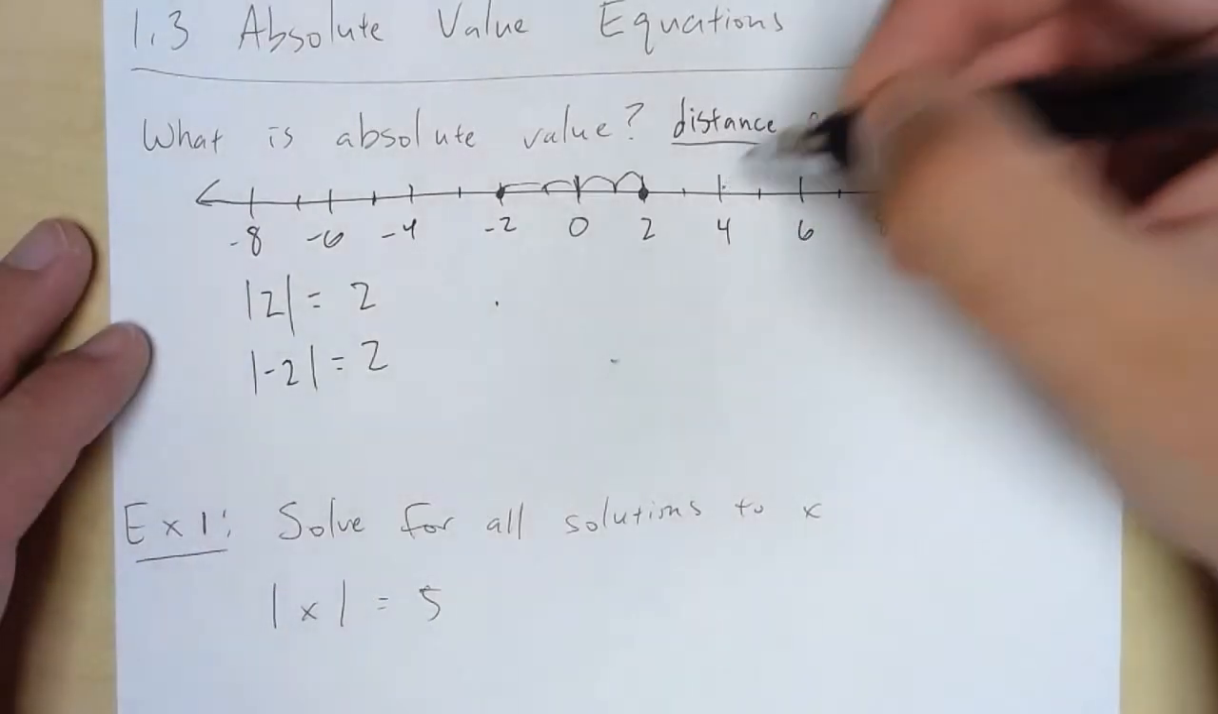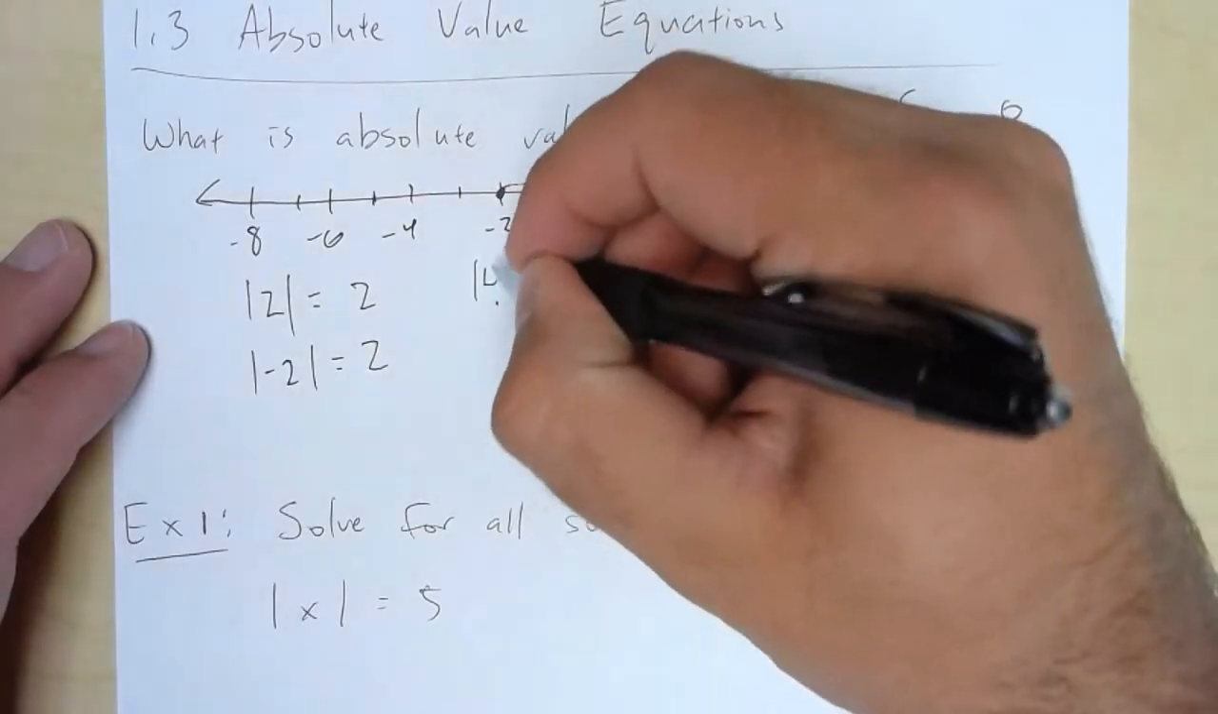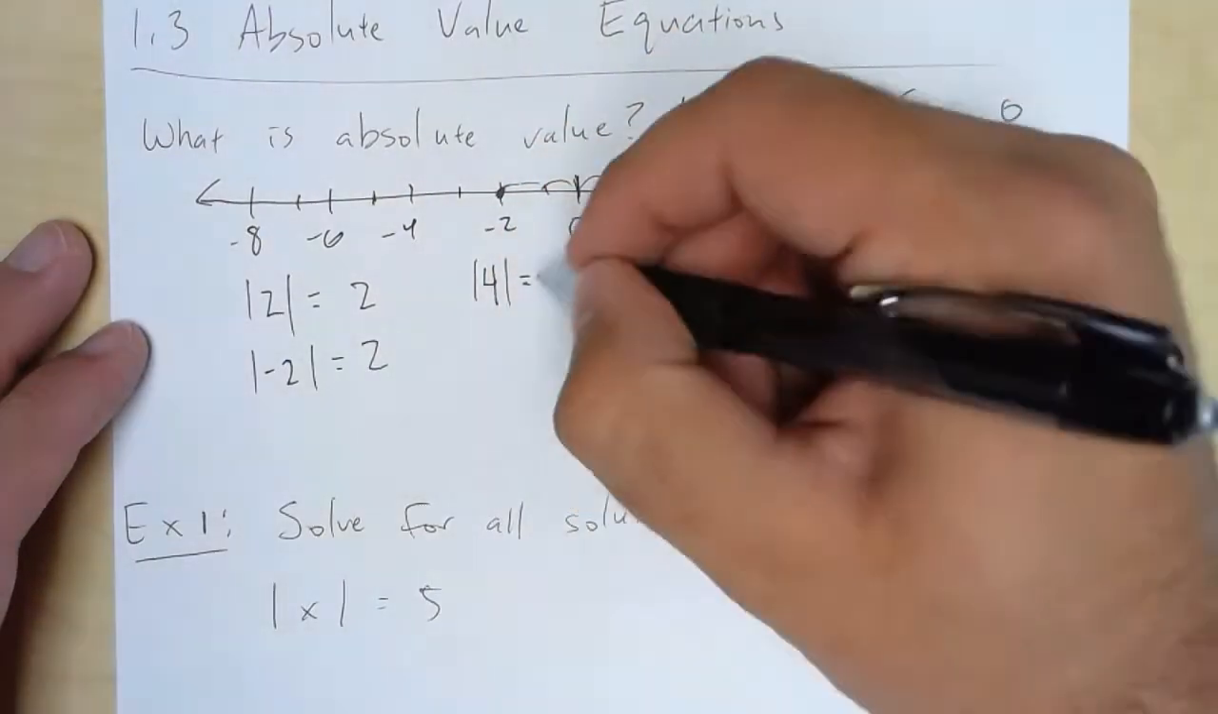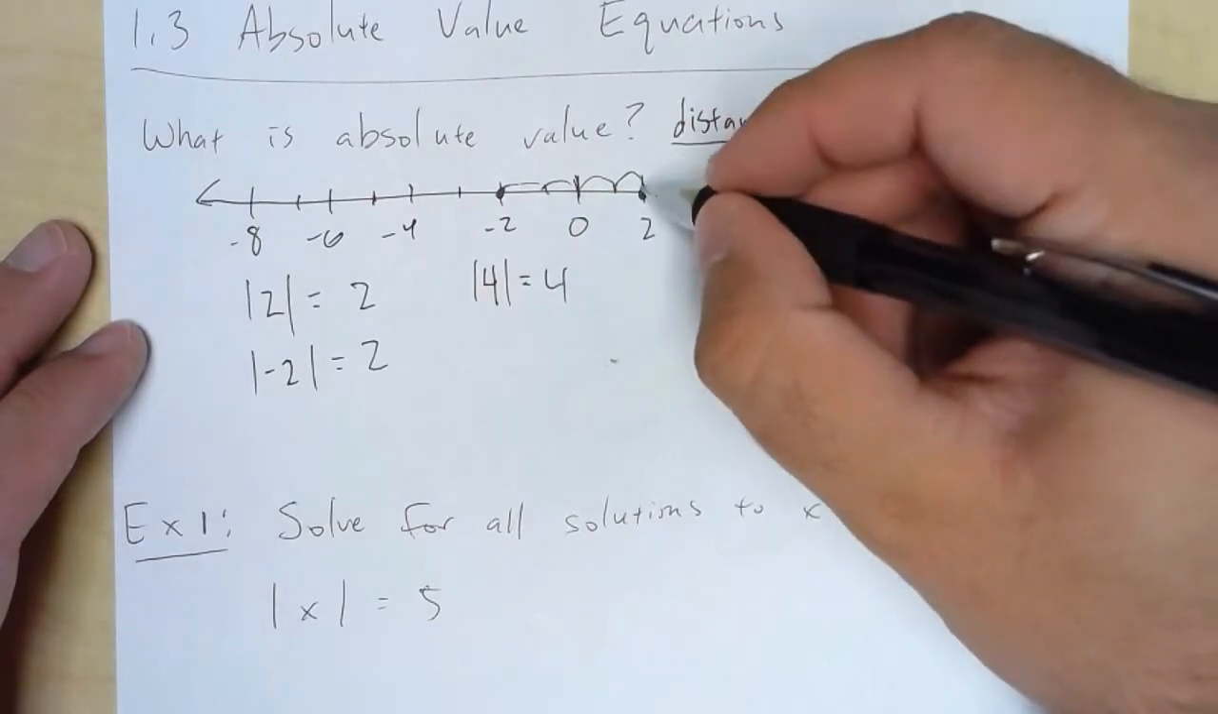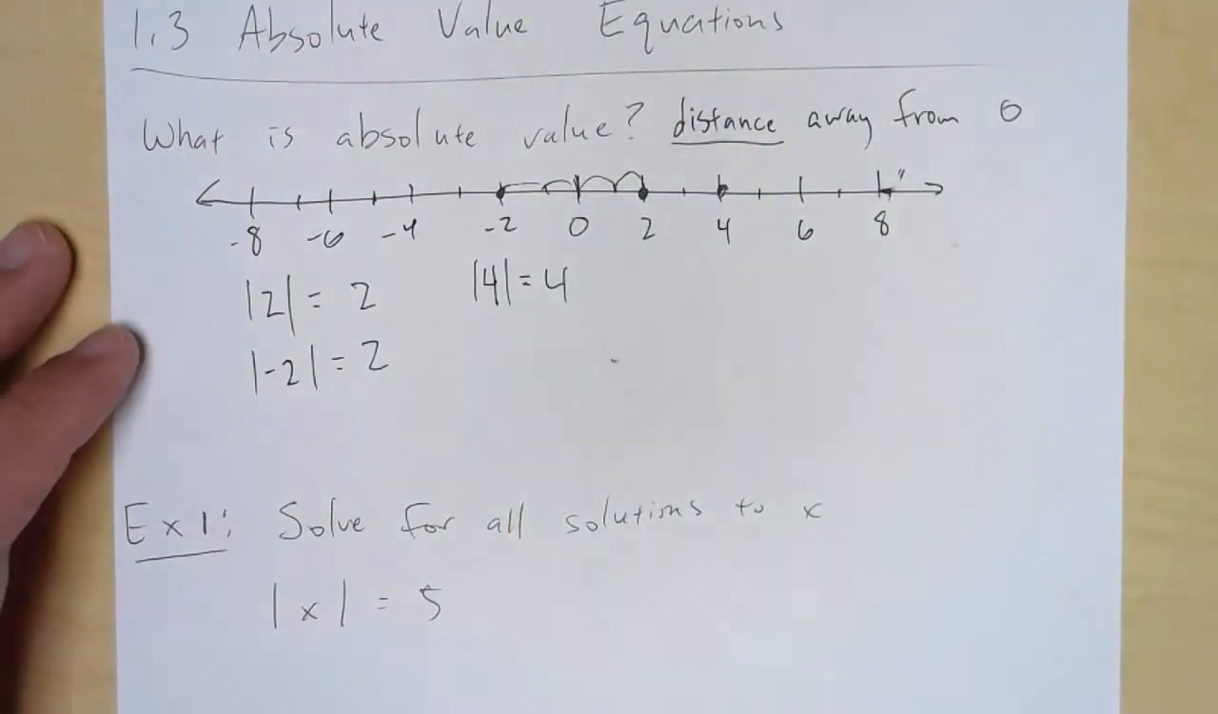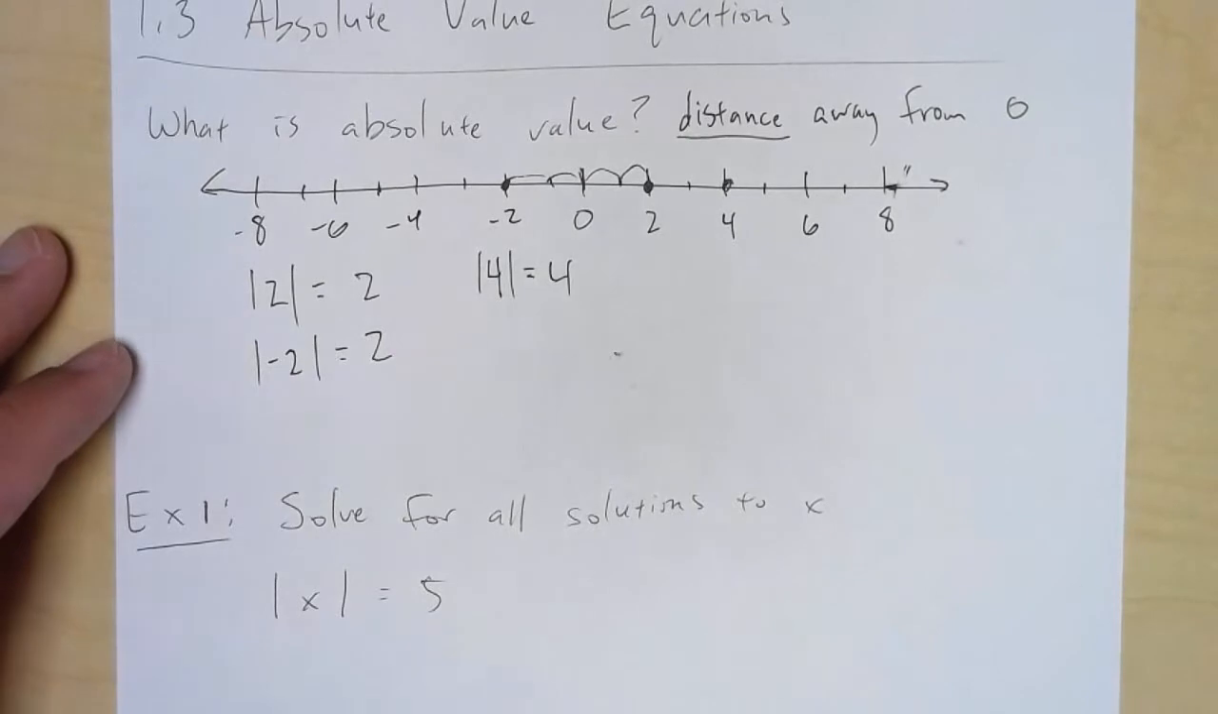We could do this over and over. We could say absolute value of 4. So absolute value of 4 is going to equal 4 because if you count it, it's 1, 2, 3, 4 units away from 0. And we could go on and on, do the same thing over and over.